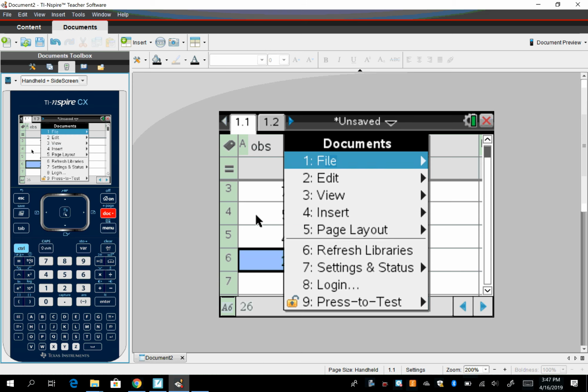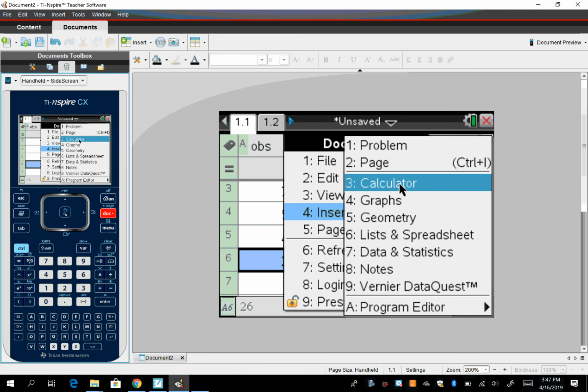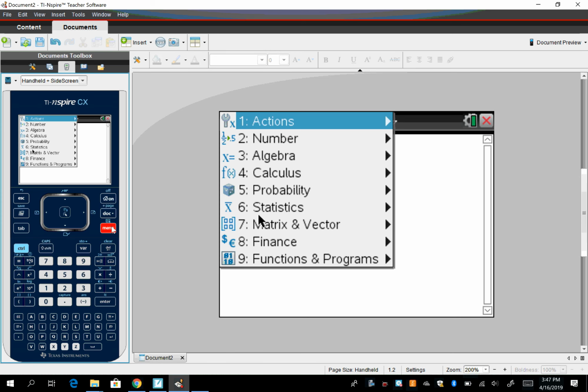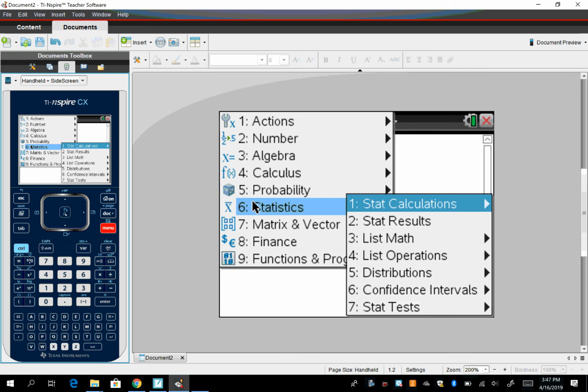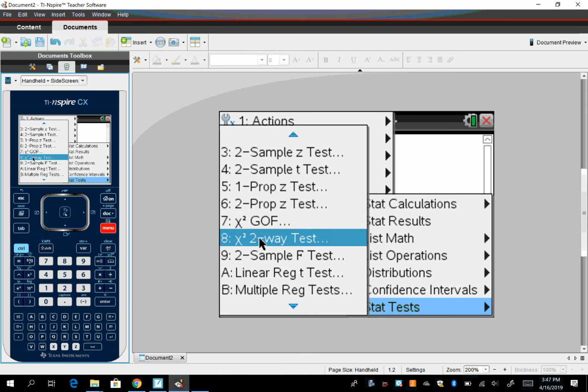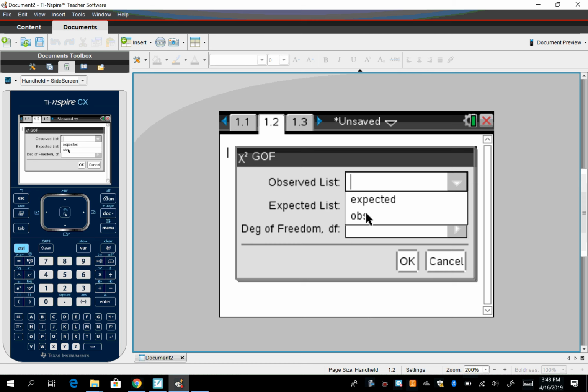So, doc, insert, calculator page. Don't worry, I'm going to put all this in that document, okay? If you forget: doc, insert, calculator. Menu, we are in stats. We're running a stat test, right? Chi-square test. You see number 7, where it says chi-squared GOF? Goodness of fit. All right, number 7. Observed list, obs. Expected list, expected. Degrees of freedom? 5. And hit OK.